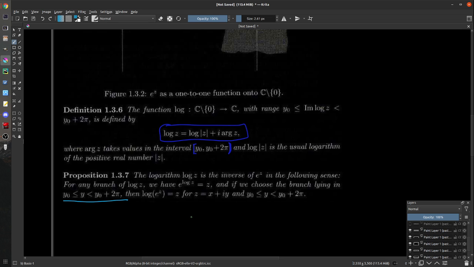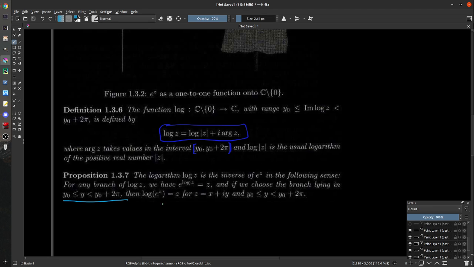I mean, you're always choosing a branch like this, right? For some choice of y naught, then the log of e to the z is z for z belonging to that strip. So e to the log z is z for all of the z's except for 0, because obviously you can't plug 0 into the natural log.